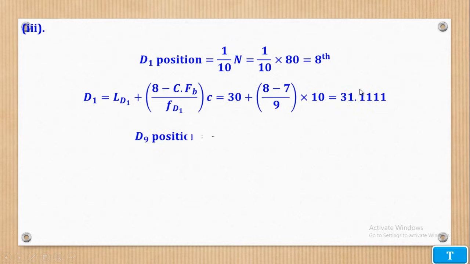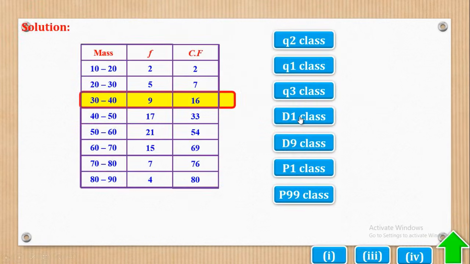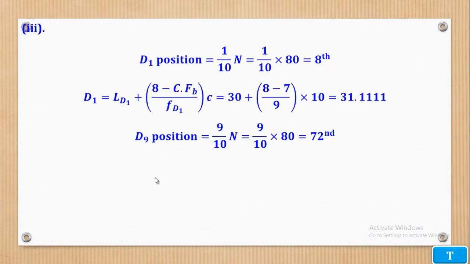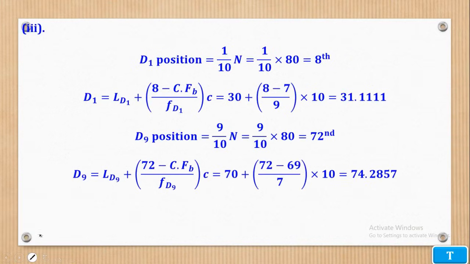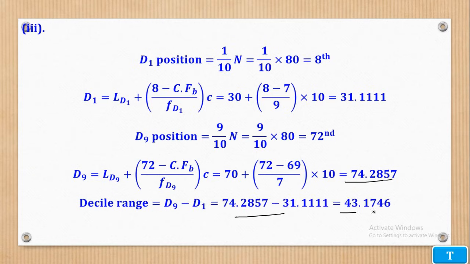Then we also have to get D9. D9 position is 72. So locate your 72 in your table. 72 is here, meaning that the lower class boundary is 70. Frequency of that class is 7. Cumulative frequency before is 69. And class width is 10. Therefore, code the formula and substitute. So this will be your D9. Next is to get the decile range, which is got by subtracting, to give you this as the decile range.